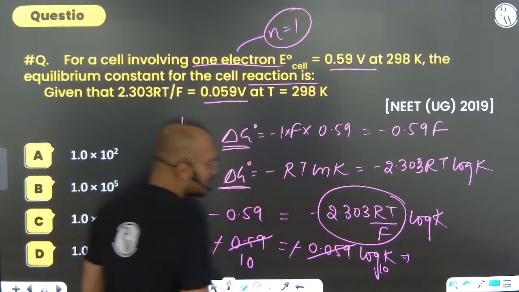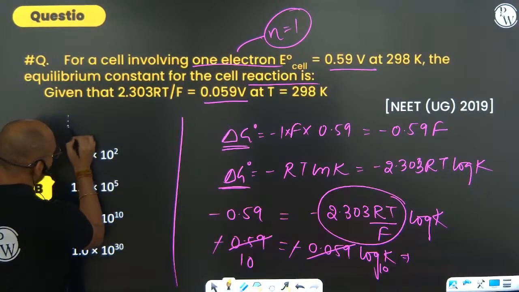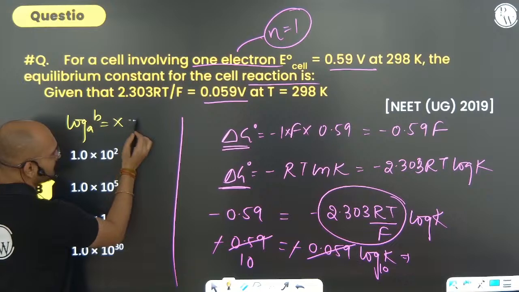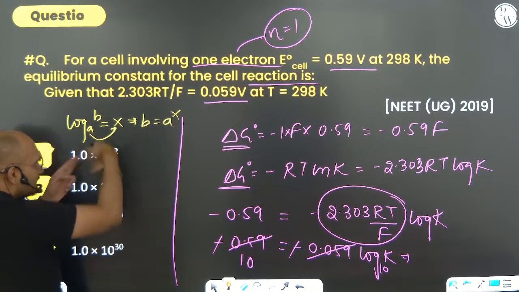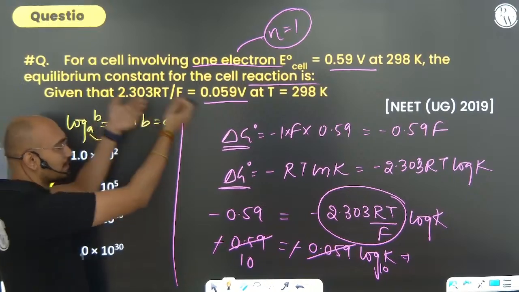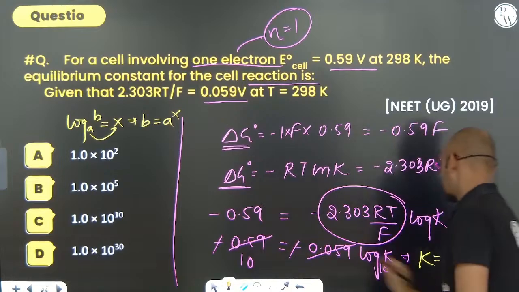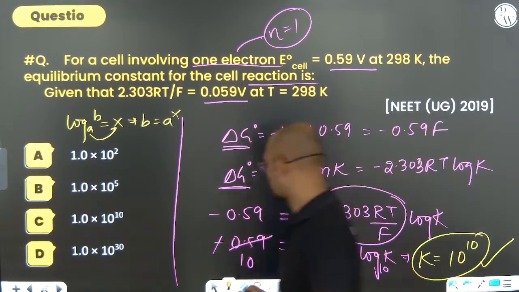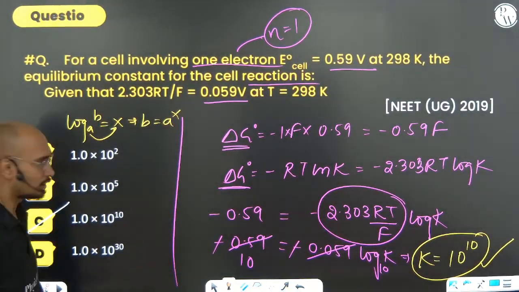10. So we know the rule of log. Basic mathematics, I think everyone should know. Log of a to the power b, if it is given x, then what can we say? B equals a to the power x. This base, and whatever this value is, comes to the power. So here we can say K equals 10 to the power 10. Basic mathematics is very important. I think you all can see that such kind of question you can solve very easily.